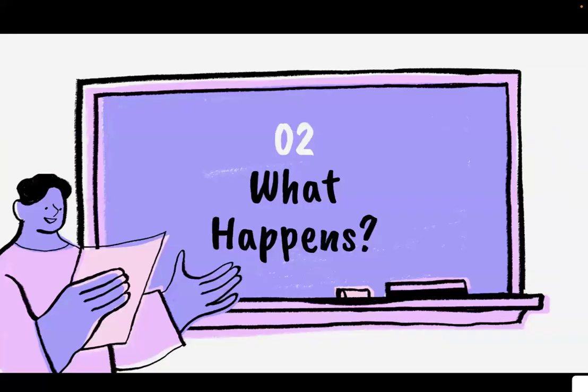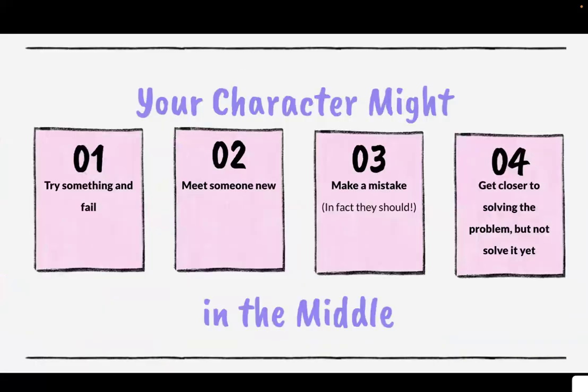So, what happens? Your character might try something and fail. They might meet someone new. They might make a mistake, or they might get closer to solving the problem, but not solving it yet. Could be all of these combined. Could be any combination of these.